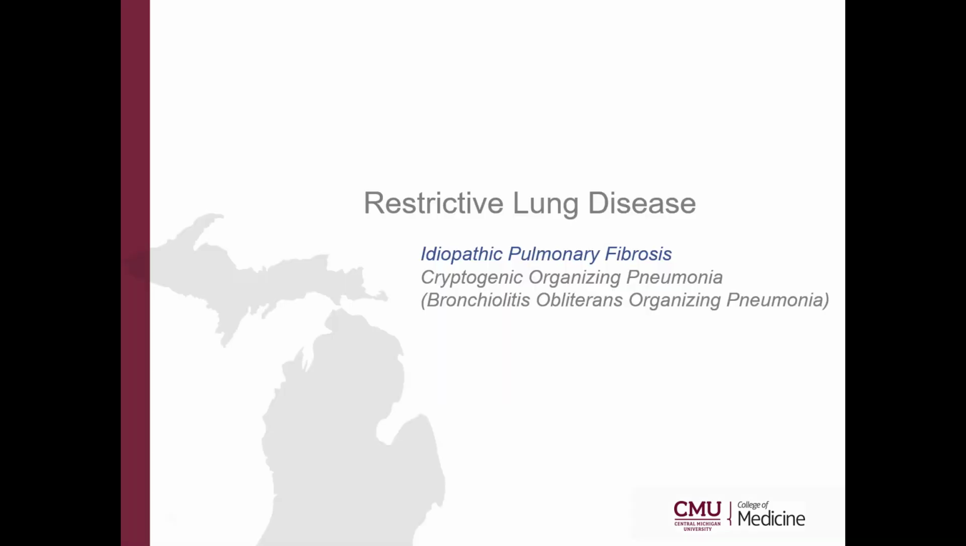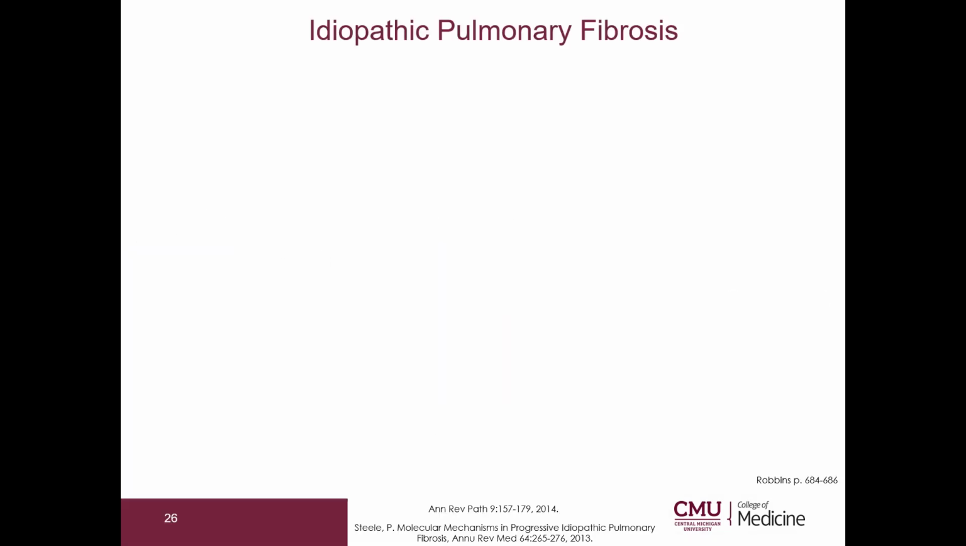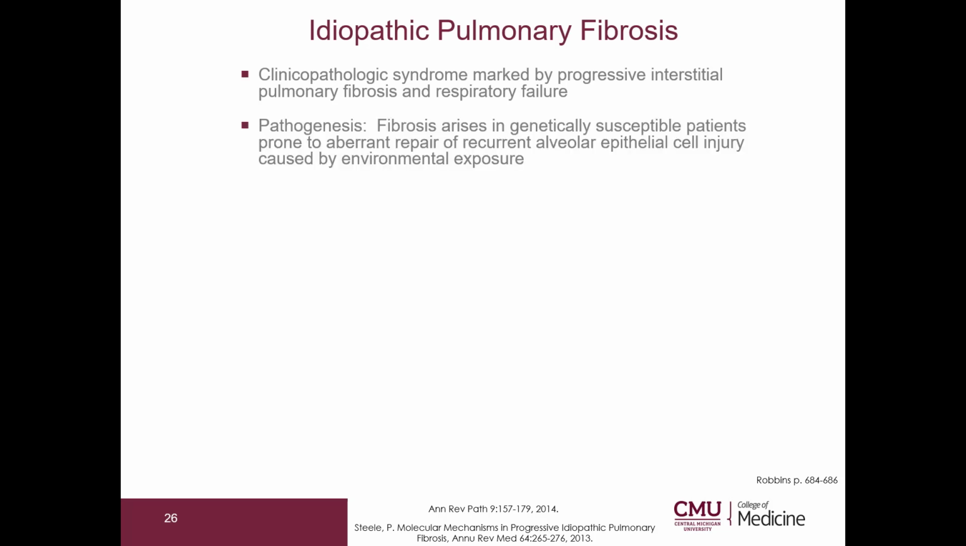Let's go on to restrictive lung disease. Let's discuss idiopathic pulmonary fibrosis. This is a clinical pathologic syndrome marked by progressive interstitial pulmonary fibrosis and respiratory failure. The fibrosis arises in genetically susceptible patients prone to aberrant repair of recurrent alveolar epithelial cell injury caused by environmental exposures.